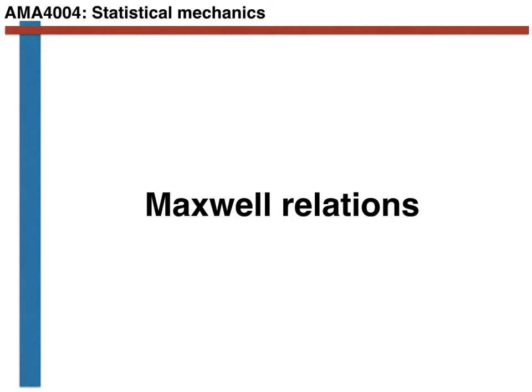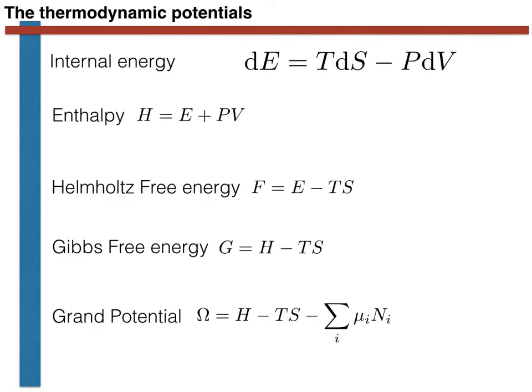The essence of this new method involves memorizing the following definitions for the various thermodynamic potentials that come about regularly in thermodynamics, as well as the combined statement of the first and second laws, dE equals TdS minus PdV.